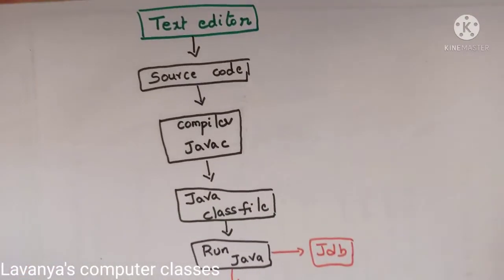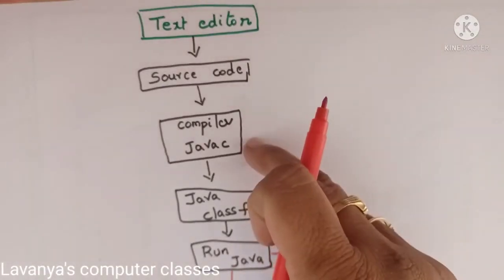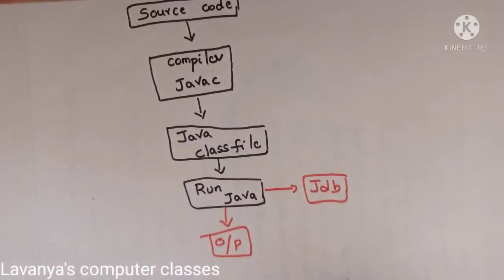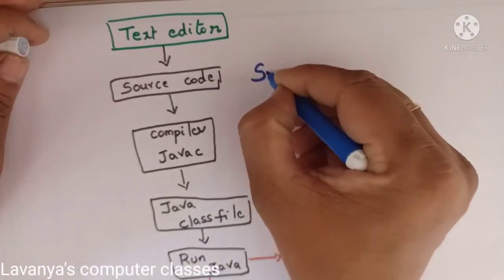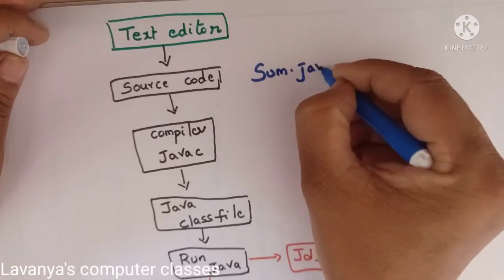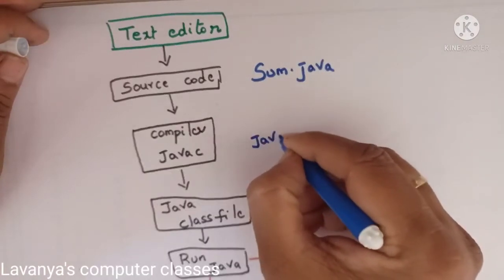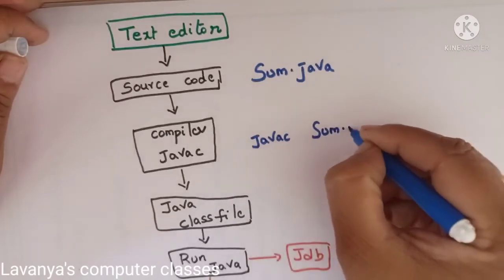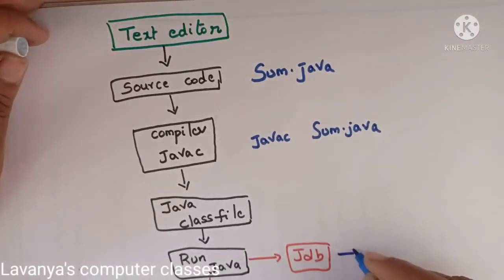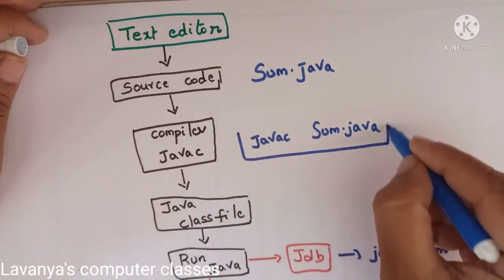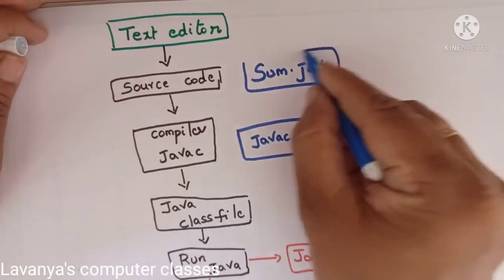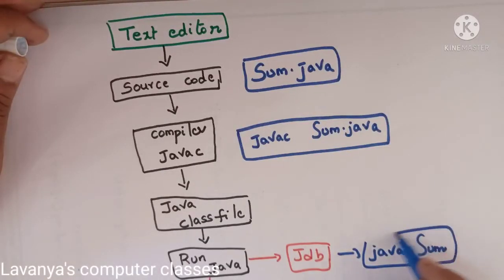So this is a pictorial representation of how to implement a Java program. We need a text editor, we create the source code, we need the compiler, that is javac, then a class file is automatically created, then run the program. For that we need java, then we get the output. In the source code example, the file name should be Sum.java, then compile it. How can you compile it? javac filename.java, then run it. For running we need the Java interpreter, java Sum. Then we get the output. This is the procedure for implementation of any simple Java program.